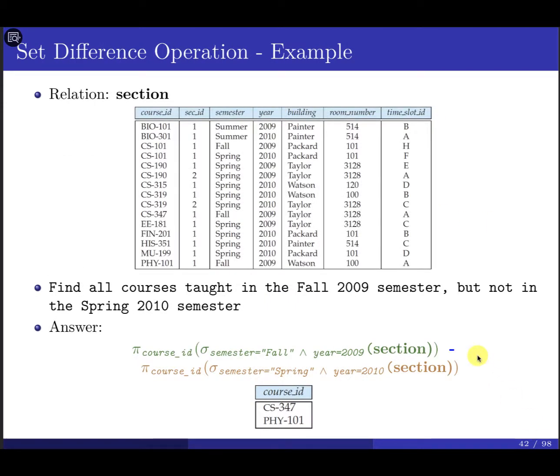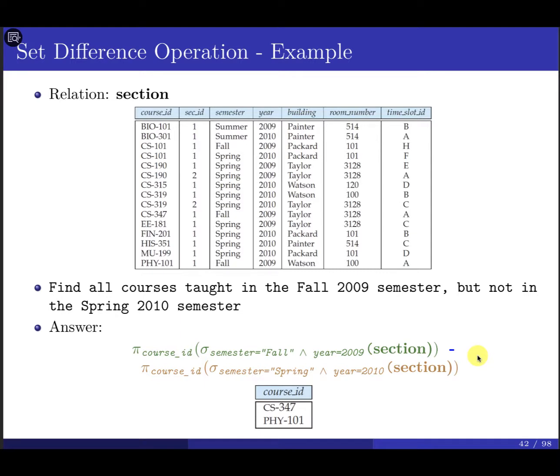Just to have this example, find all the courses taught in the fall 2009 semester but not in the spring. If the course is taught in the fall 2009 semester, it's not going to be in the spring 2010. So the simple thing we can use here is set difference. By the way, there are many ways, but this is a simple way to perform that.